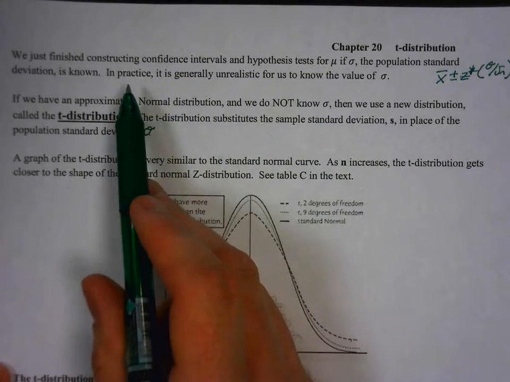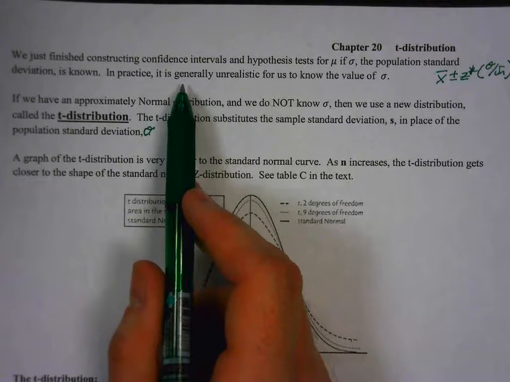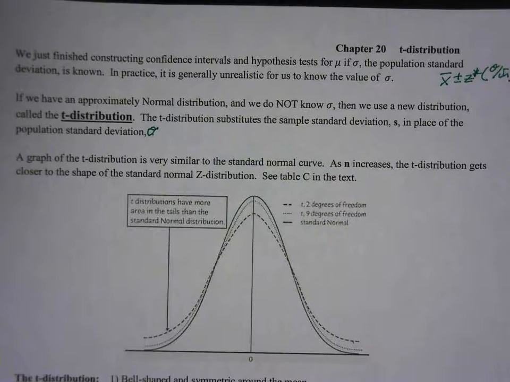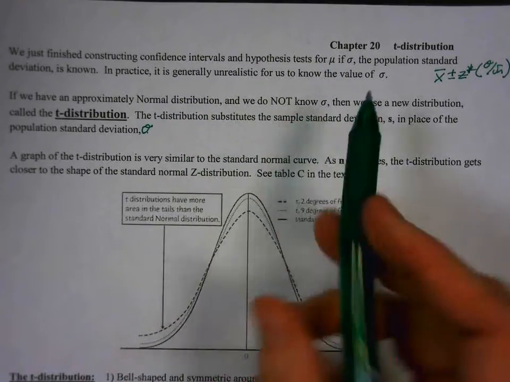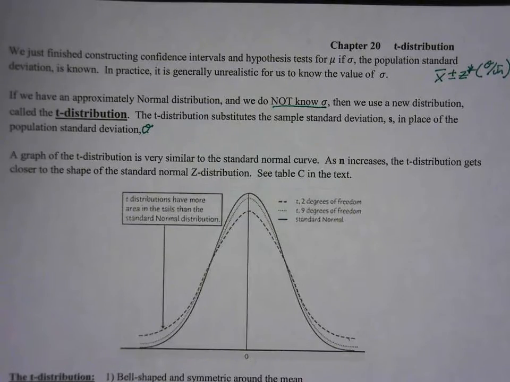However, in practice, it is generally unrealistic for us to know the value of sigma. In real-world examples, we usually don't know what the population standard deviation is. So how we're going to handle that is use this new distribution called the t-distribution. If you have an approximately normal distribution and you do not know sigma, and again, that is the key, if we don't know what sigma is, then we use a new distribution called the t-distribution.